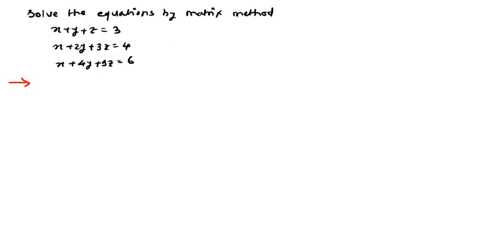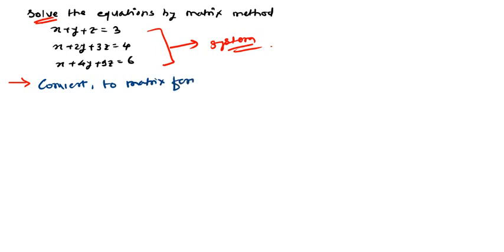Suppose I have this example which contains 3 equations and 3 unknowns. This is our system of linear equations, and the question is to solve. Solve means find the values of x, y, z, that is, find the matrix of unknowns. So we will convert the given system of linear equations to matrix form.